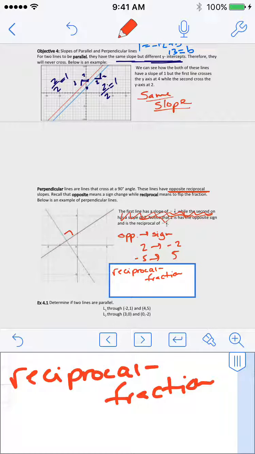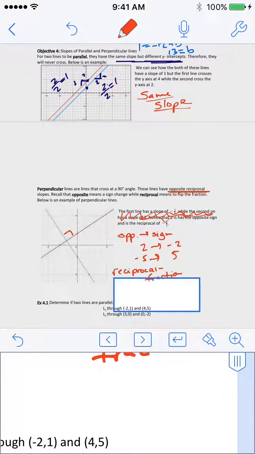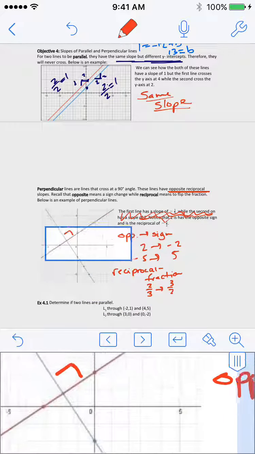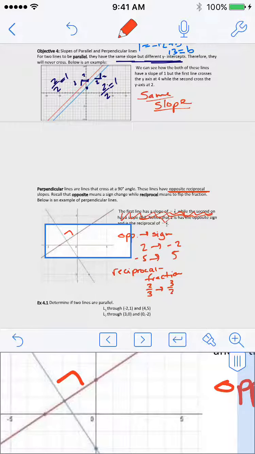So opposite, you switch the sign. Reciprocal, you flip the fraction. For example, if you had 2, it would become 1/2. If you had 1/3, it would become 3. Or if you had something like 2/3, it would become 3/2, right? So you'd flip it just upside down. Perpendicular lines actually have both when it comes to their slope.